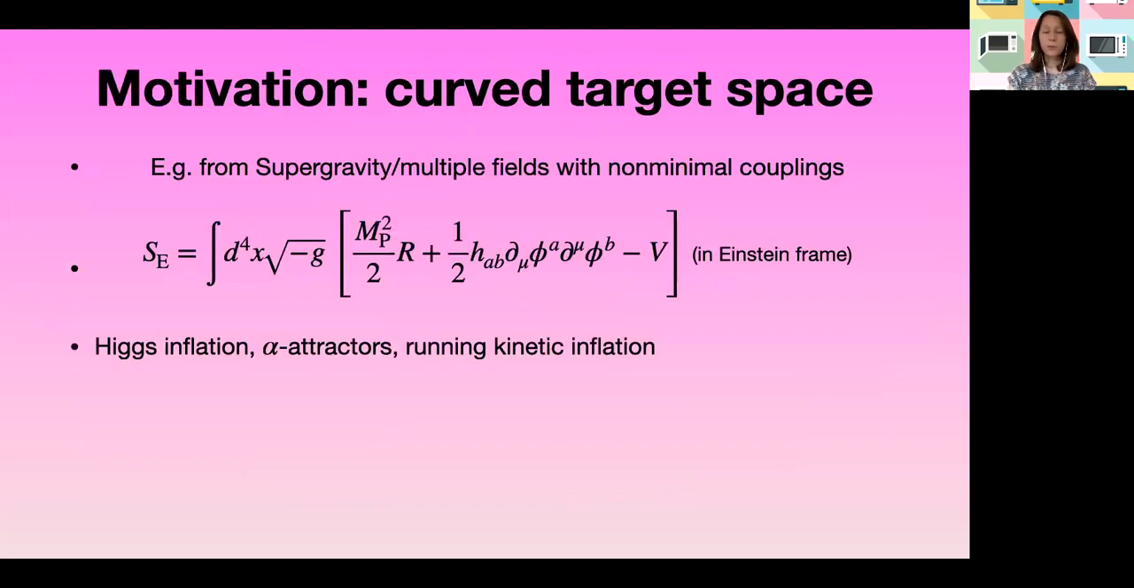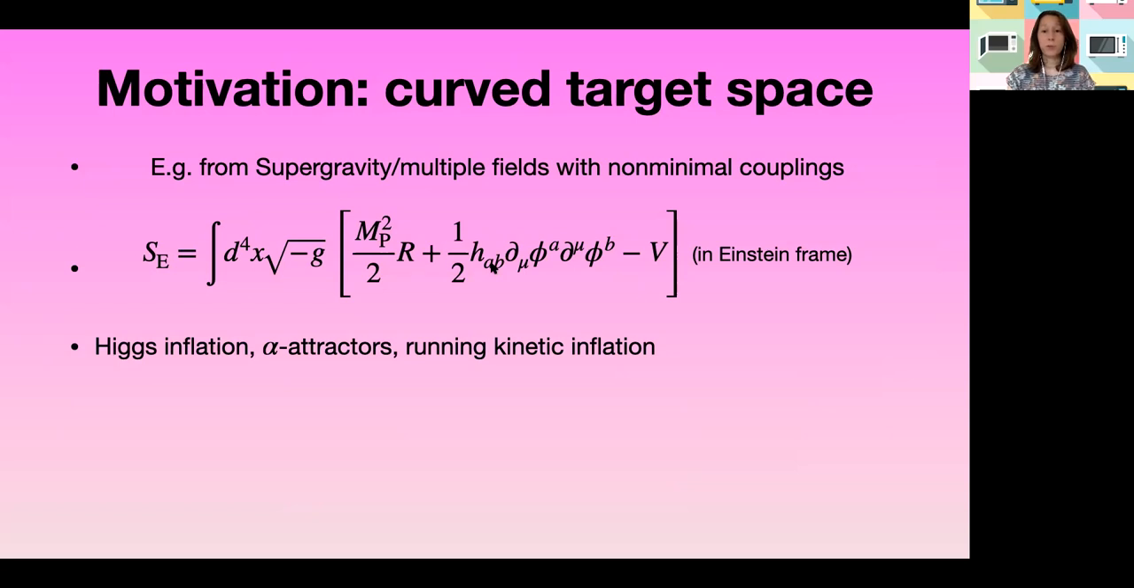Okay, so what are these curved target spaces? They can occur in low energy descriptions from UV complete theories, for example, supergravity, or when you start in the Jordan frame with multiple fields and non-minimal couplings to gravity. If you then make a conformal transformation to the Einstein frame, you end up with a theory with a curved field space. So this action shows an example. And the relevant thing is this non-trivial field space metric in the kinetic term. So this is not just a delta function.